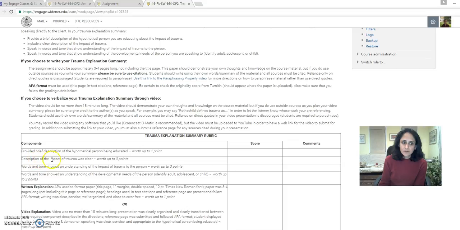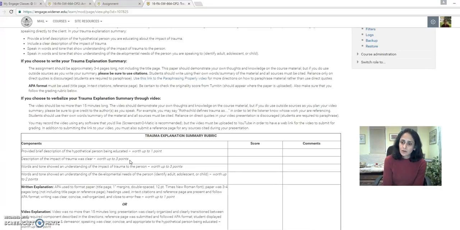Now the description of the impact of trauma. Okay. So this is key. It is worth 3 points. So it's not just sufficient to say that your client was in an accident or was a victim of abuse or was a victim of domestic violence, but how did that actually change your client? And look at all the case studies that we've done.